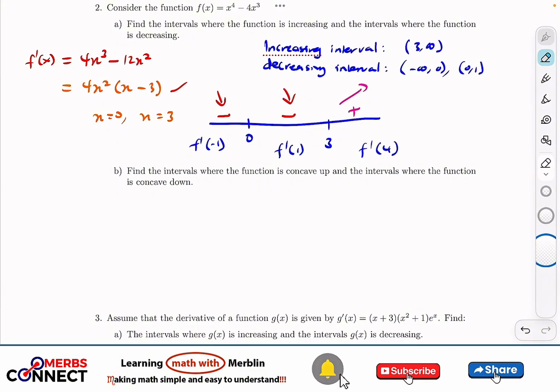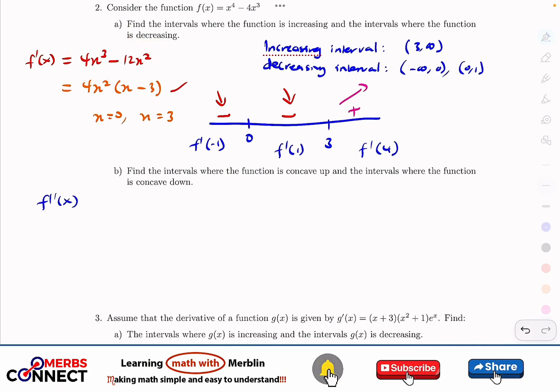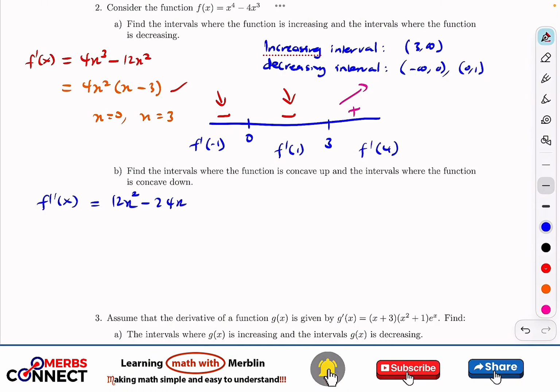Now we need to check for concave up and down. For concave up and down too, we are going to use a sign chart, but here we need f prime prime. So let's continue by differentiating this one again. We are going to have 12x squared minus 24x. Then we need the values that will make this one 0. So I can pull out 12x and have x minus 2. Here we are going to have x equal to 0 and x equal to 2 to make this one 0.